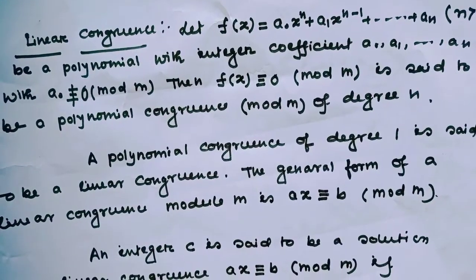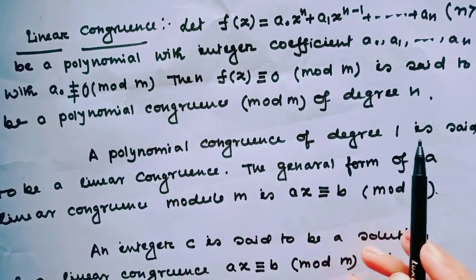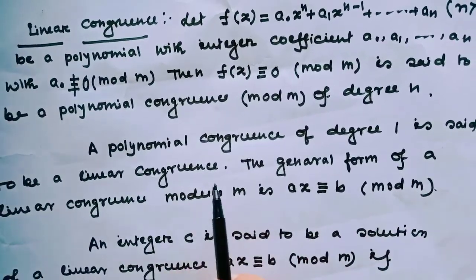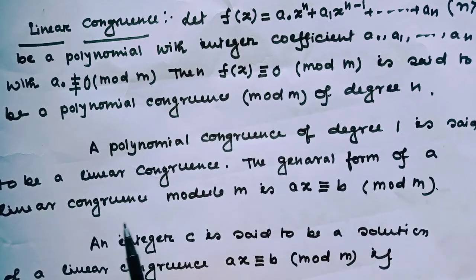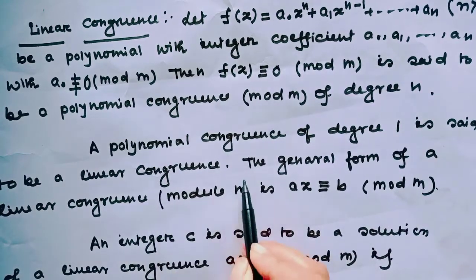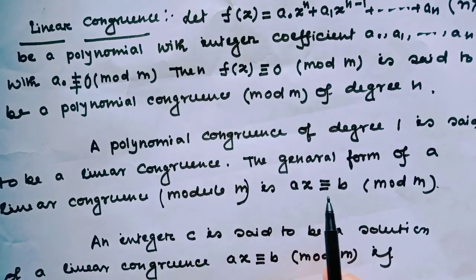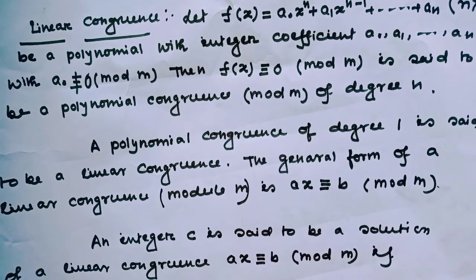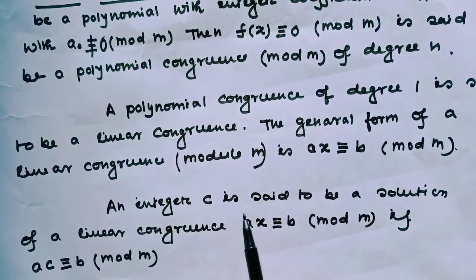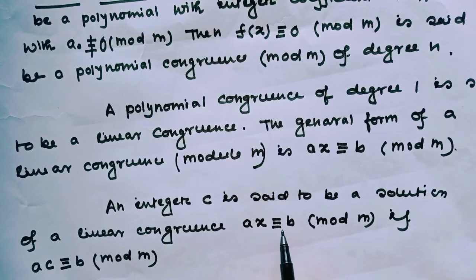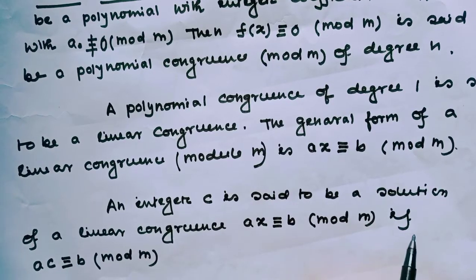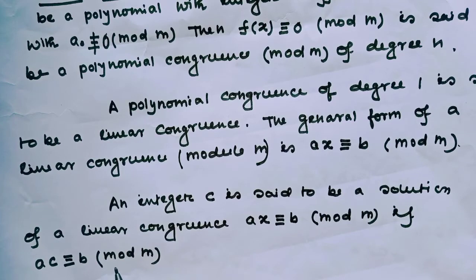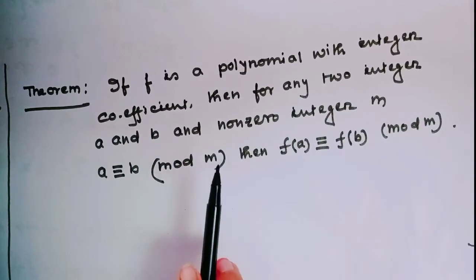Okay, right? A polynomial congruence of degree 1 is said to be a linear congruence. The general form of a linear congruence modulo m is ax ≡ b (mod m). An integer c is said to be a solution of the linear congruence ax ≡ b (mod m) if ac ≡ b (mod m). Okay, right. Now I will discuss one theorem.